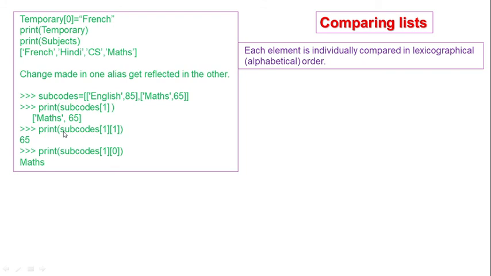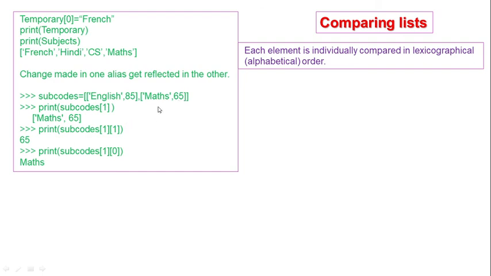And another example is print of subquotes of 1 1. What will that be? Here it will be like 0 0. English is 0 0, 85 is 0 1, and Maths will be 1 0 and 65 is 1 1. I can make it simple. You just write English 85 in the first line and Maths 65 in the second line. Then the index of English will be 0 0 and 85 will be 0 1, and Maths will be in the second line, so 1 0 and 65 is 1 1.